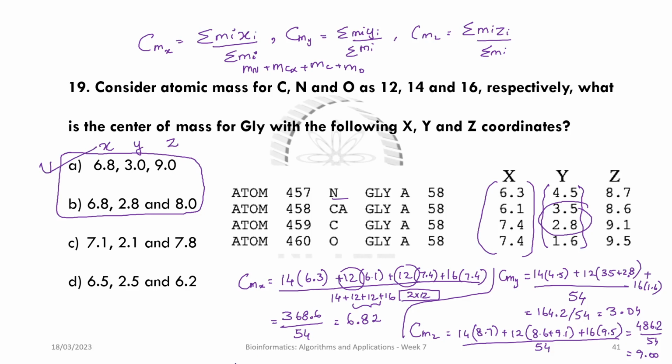So with these calculations, you know that the answers are 6.82, 3.04, 9. So the closest option would be A. And the denominator is 14 plus 12 plus 12 plus 16. It's not 42, it is 54.